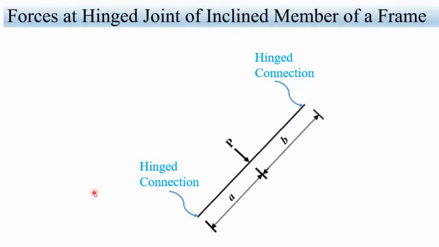Now, forces at a hinge joint of an inclined member of the frame. Say you have a frame, because our next lecture is on free body and frame. So I just explain something before. Say this is one of the members of the frame and both are hinges. So how do the forces work at this hinge level? I have told you about hinge connection.